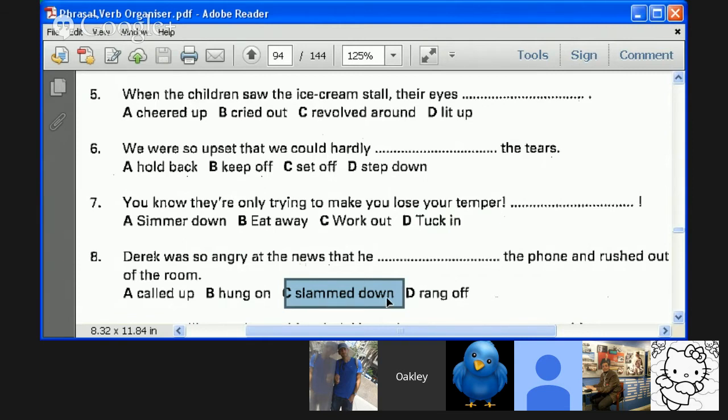Or to drop something in a very angry way. Hang on is a little trick. Instead of hang up, they say hung on. Hang on, present tense. Hang on is to wait. I might commonly say, hang on a minute. Just give me a minute. Just hang on. I'll be right with you.